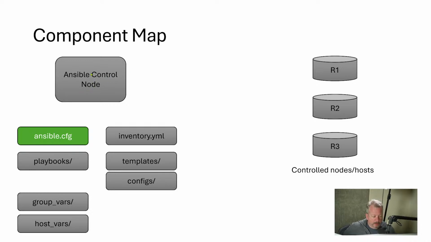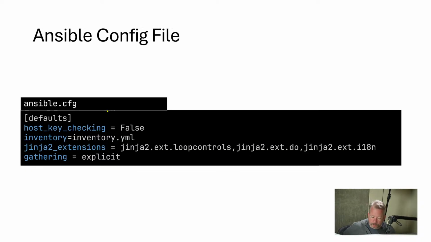So on the Ansible control node is a bunch of files that we need for Ansible to work. And the first one we're going to talk about is the config file. It's probably the simplest because, in my case, this is the config file that I use almost all the time. So I don't make it any more complicated than that. It's typically in the root directory of Ansible. Now, actually, this is something I should talk about.